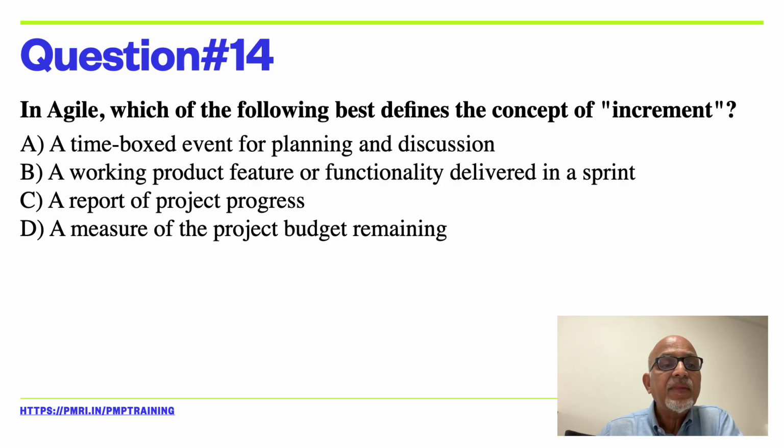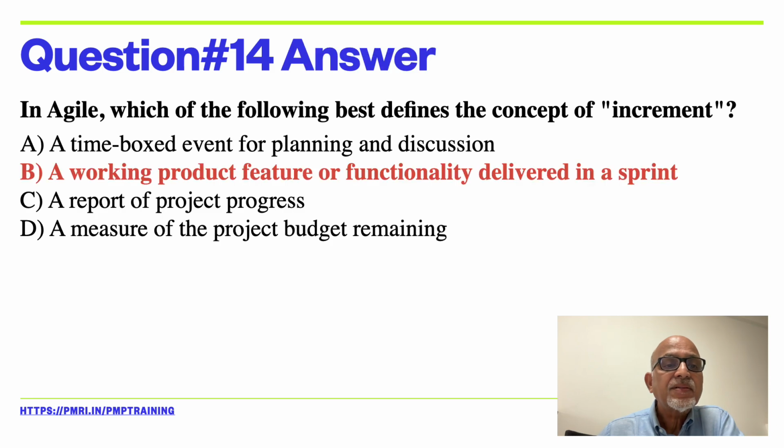Option A, a time-boxed event for planning and discussion. Option B, a working product feature or functionality delivered in a sprint. Option C, a report of project progress. And option D, a measure of the project budget remaining. Here, let us see the correct answer. The correct answer is a working product feature or functionality delivered in a sprint.